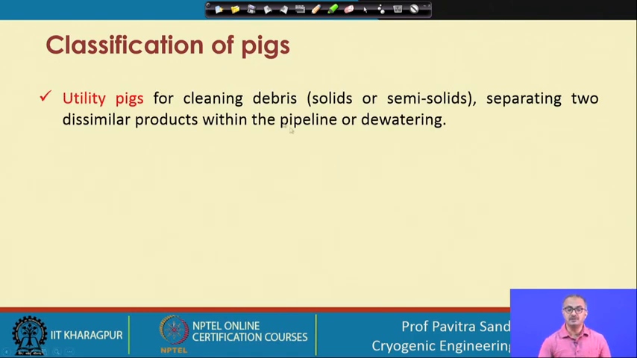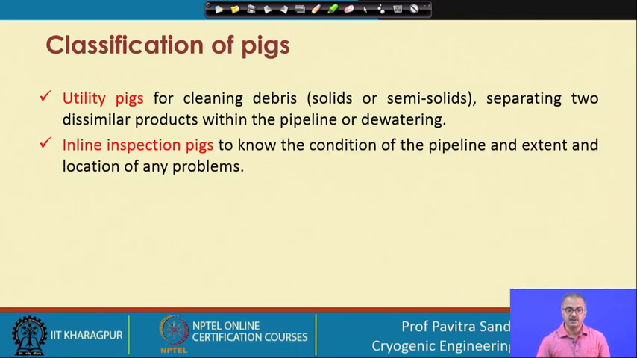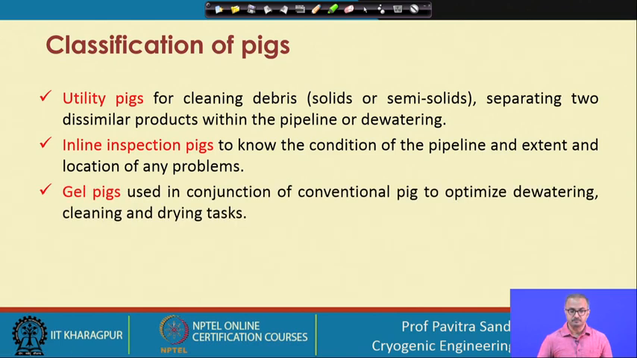So we have utility pigs, which are basically used for cleaning the debris like solids or semi-solids, and then separating the dissimilar products within the pipeline or during dewatering. Then we have inline inspection pigs. As I said earlier, this kind of pigs are used to detect any kind of failure or leakages inside the pipeline. So they are basically to know the condition of the pipeline and the extent of the damage and location of the damage within the pipeline.